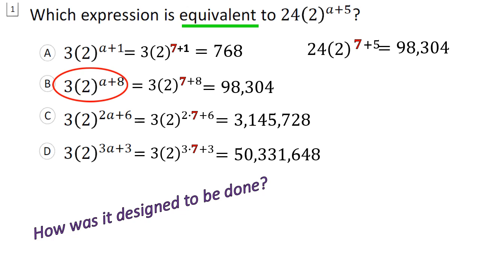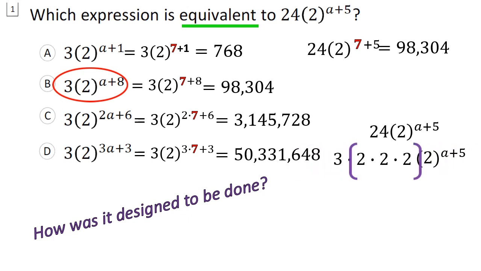What they really wanted us to do was to change this problem into this answer. Well, the way to do that is take that 24 and factor it down into its primes. So we'll take that problem, break up 24 to be 3 times 2 times 2 times 2, because 24 is 3 times 8, 8 is 2 times 2 times 2, and then still times 2 to the a plus 5 power. Well, now we've got a whole bunch of 2's.